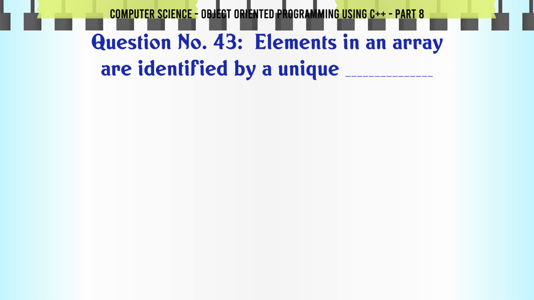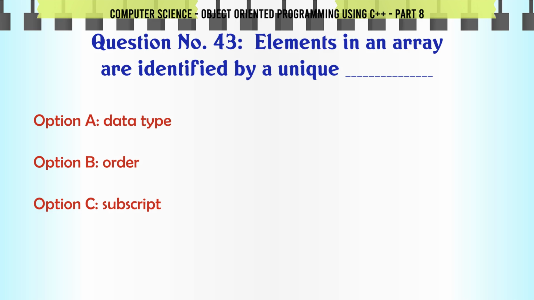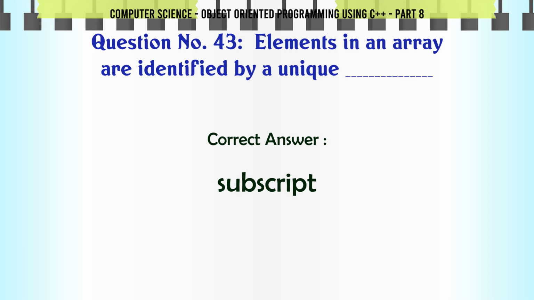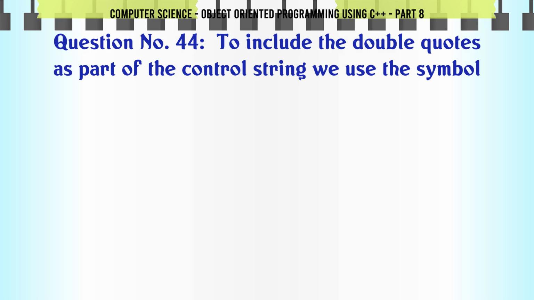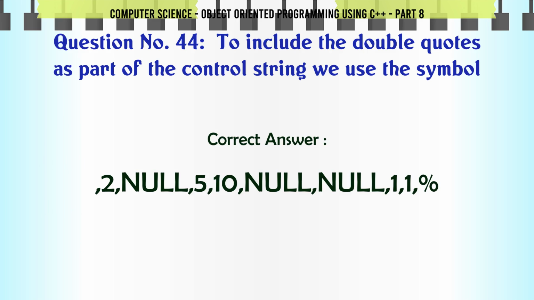Elements in an array are identified by a unique A. Data type. B. Order. C. Subscript. D. Symbol. The correct answer is subscript. To include the double quotes as part of the control string, we use the symbol A, B, C, D. The correct answer is 2 null 5 10 null null 1 1.